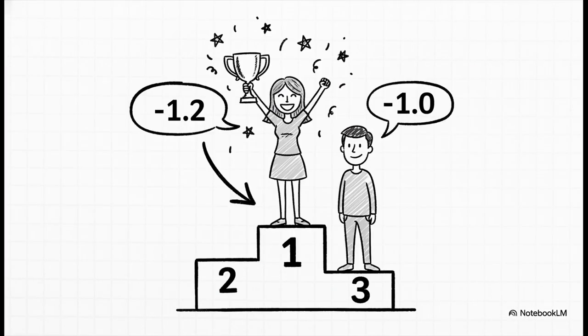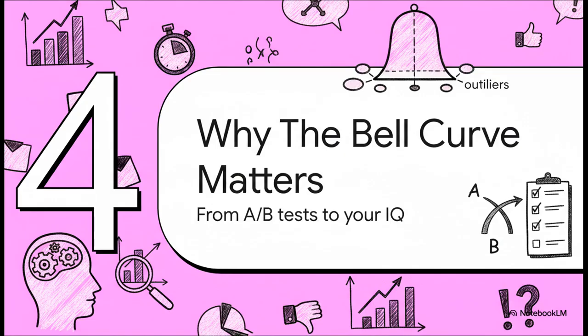And there it is, that's our answer. Since a lower time is better in a race, a more negative Z-score means a more exceptional performance. So even though her raw time was a little slower, Sally's performance, relative to her competition, was statistically better than Mark's. Okay, this is cool for a running race, but why does any of this really matter?